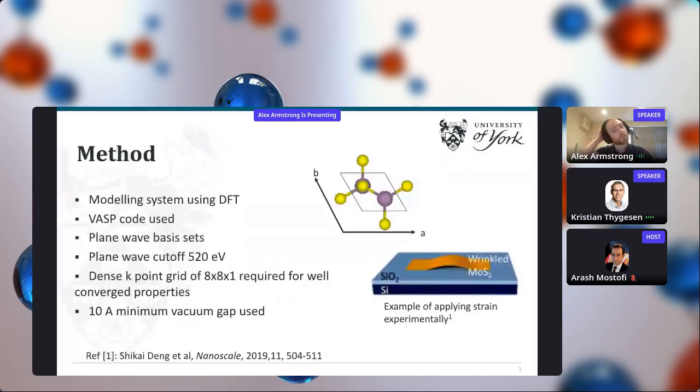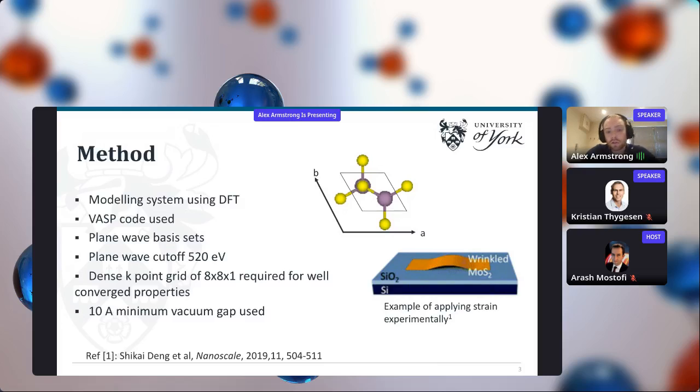Just a few things on the method. I've been modeling the system using density functional theory. On the right-hand side is an image of the unit cell I've been using. I've been using the VASP code, which uses plane wave basis sets, which is useful for systems such as this because of the repeating structure.